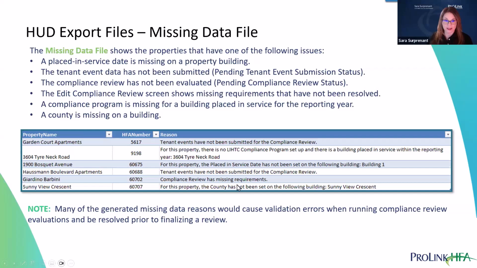If the county has not been set on a building, you would have gotten that error when you tried to evaluate, because it couldn't find any rent limits without the county on the building. So this just highlights some pieces you may have missed during the year before finishing all your 2023 compliance items that you need to get done. Many of these would cause validation errors, so they should be resolved, but just in case you've missed something, these will show up.